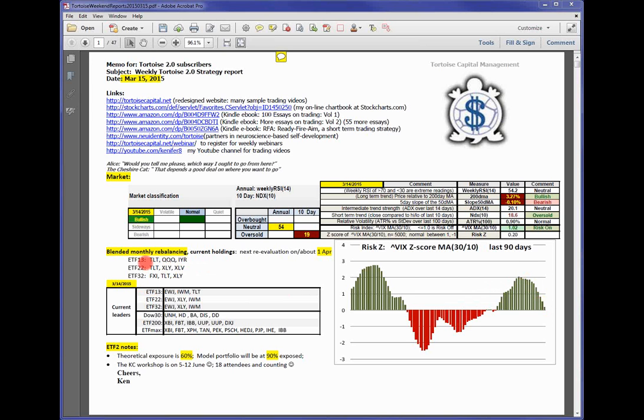Blended monthly rebalancing. You can see the current holdings, and then the current leaders here at mid-month, based on the readings as of Friday for these various portfolios. In ETF2, the theoretical exposure in the model gets ramped back to 60% from 90%. The model portfolio itself remains invested at 90%. South Africa was hit during the week.